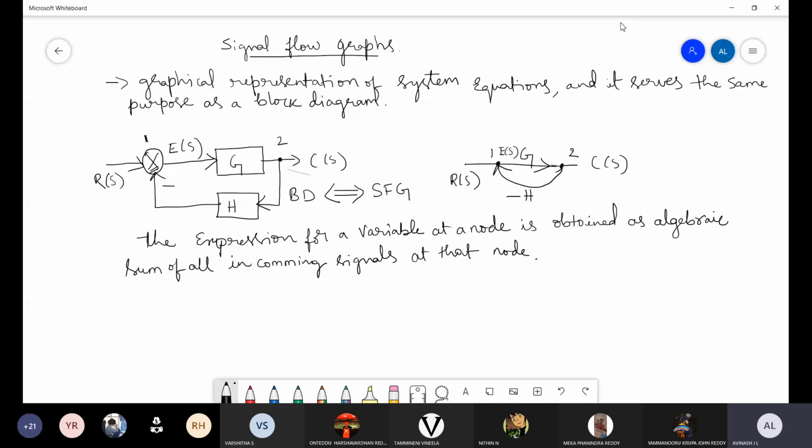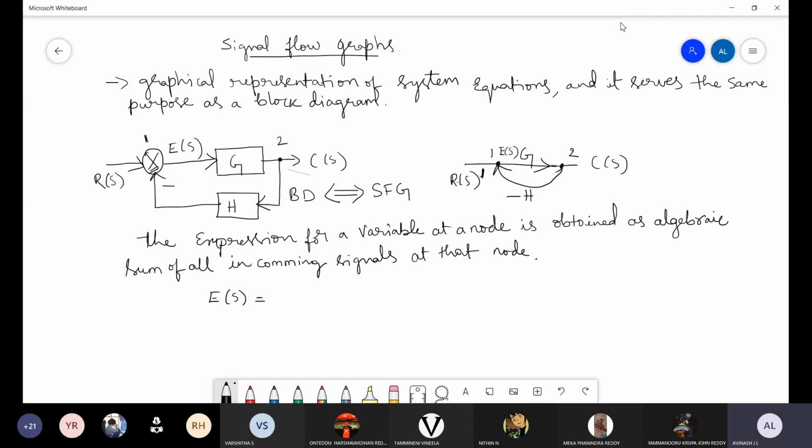Okay. So now if you want to write the E of S at this particular point, what is the value of E of S? For this node, you can see that two incoming signals are there. What are the two incoming nodes? R of S is coming with a multiplication factor, the gain, whose value is 1. See, the line is there. So line means what?